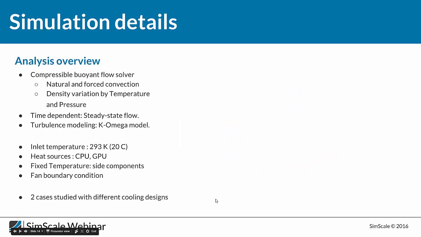Now, to go with the simulation specification. We use a compressible flow, which would account for density changes. The OpenFOAM case has a compressible buoyant flow solver. Both natural convection and forced convection could be performed using this compressible flow solver. The density changes are brought about by temperature and pressure differences. We perform a steady state analysis.